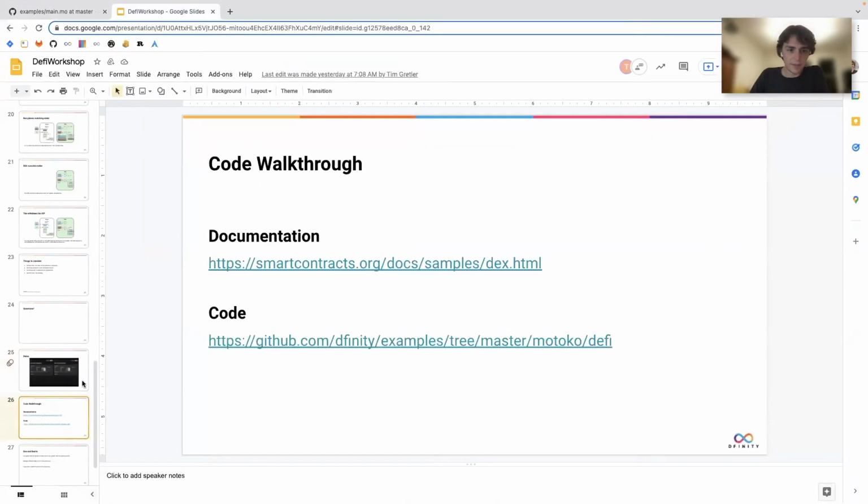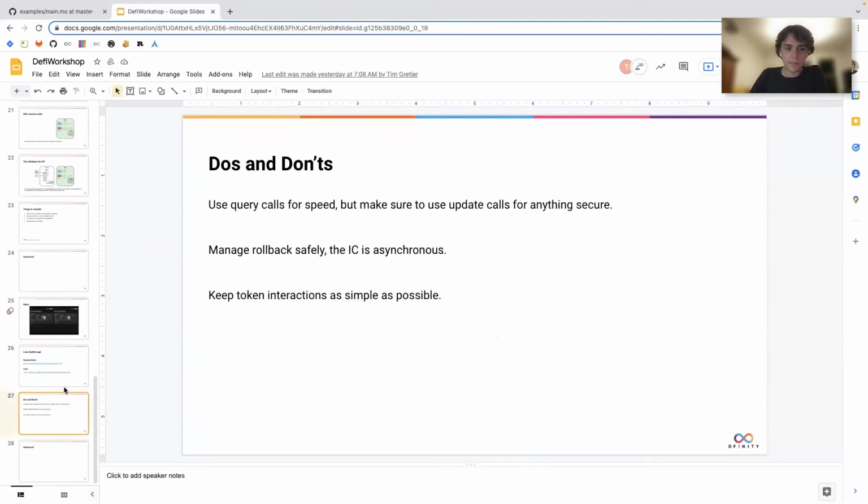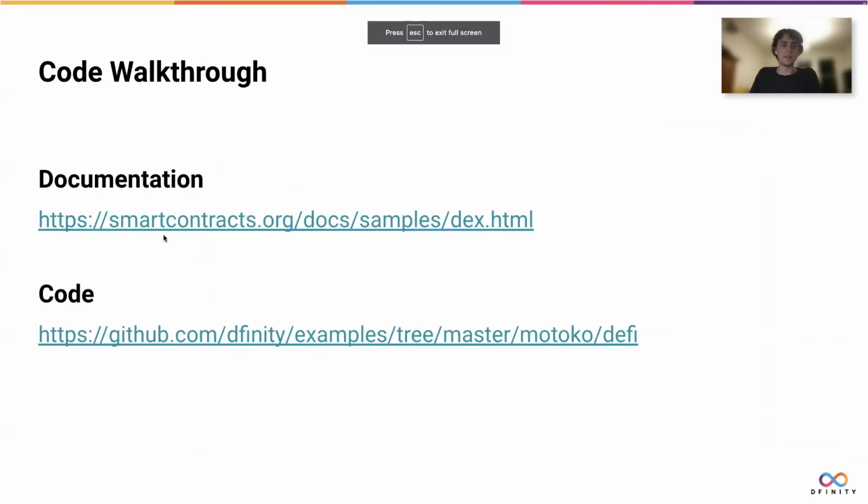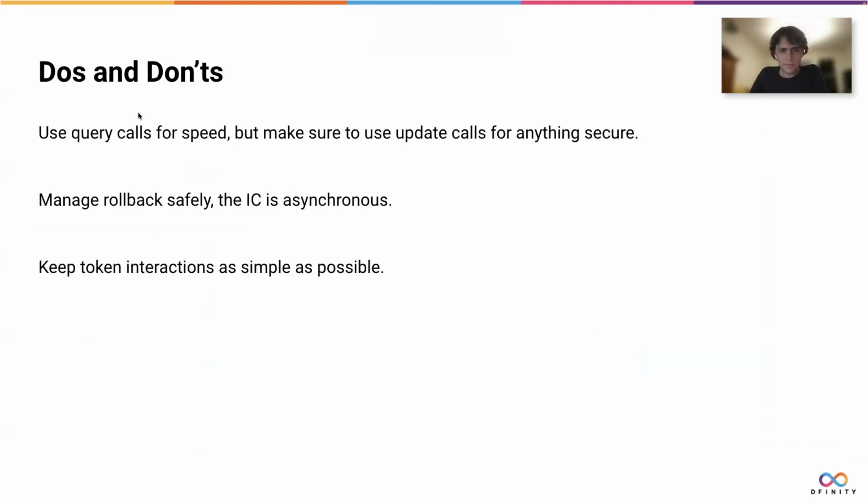And there's just a few other things that I want to talk about. I mentioned before, query calls for speed and update calls for anything else secure. You can even mix and match these, where you can have the same information come from both calls, but use query calls if you need a fast reload on the front end, and use update calls if you need a more secure response.